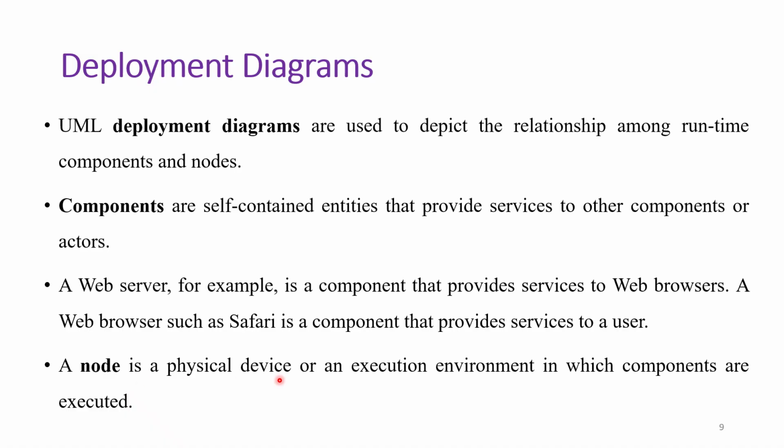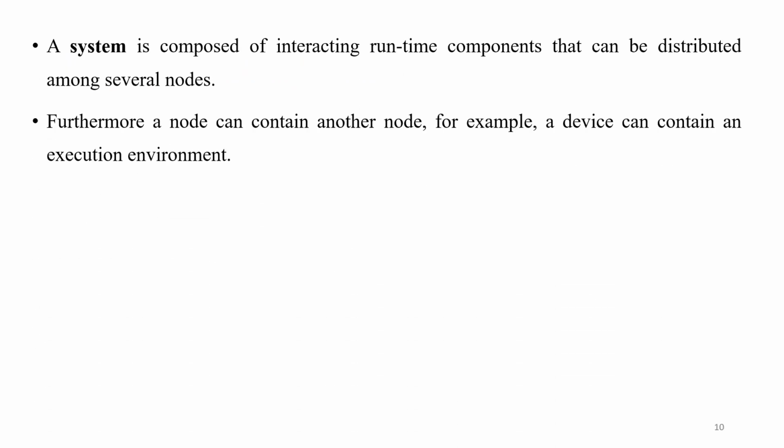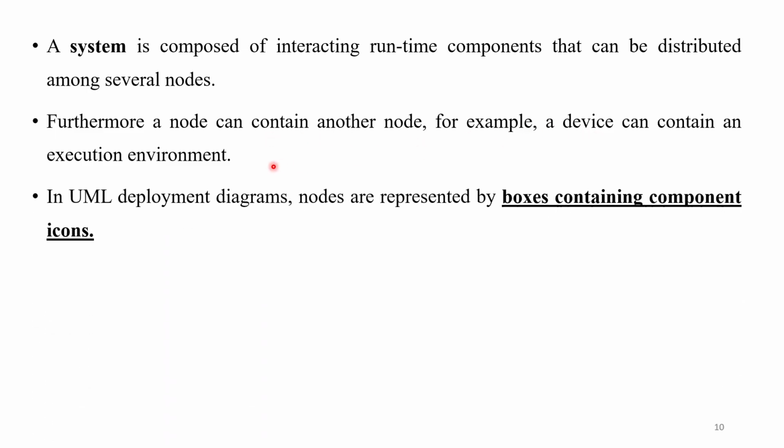So there will be a node, called a physical device, or we can call it an execution environment. In that the component must be executed. So let's see the example of how it looks. So the whole deployment system is composed of interacting runtime components. Means in the deployment, if you want to deploy any devices, there should be an environment. That environment may contain multiple components. So there is a relationship between the deployment and the component. In every deployment, multiple components exist, and can be distributed among several nodes. Further, a node can contain another node. So a device can contain an execution environment.